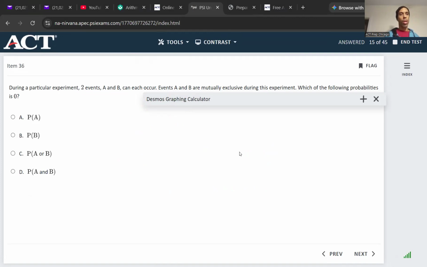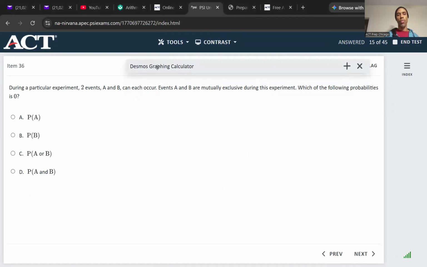During a particular experiment, 2 events, A and B, can each occur. Events A and B are mutually exclusive during this experiment. Which of the following probabilities is 0? So if they are mutually exclusive, that means they have nothing in common or overlap, which is D, I'm sorry. A and B means intersect. It's what they have in common. Mutually exclusive means they don't have anything in common. So that's really just a vocabulary lesson. What does mutually exclusive mean?